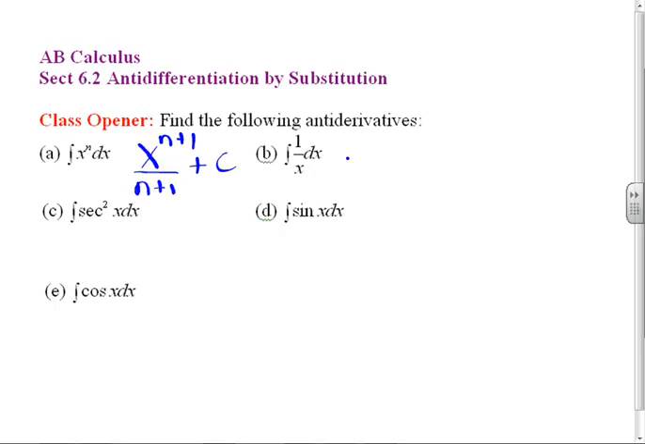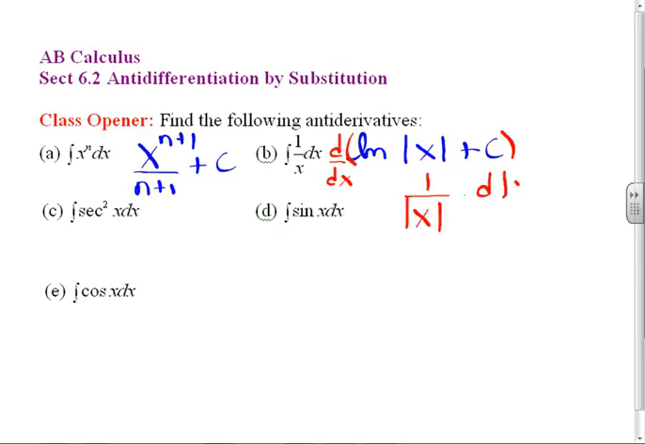Now this is the log of what? x. Now the thing is, it's really the log of the absolute value of x. Because if this is an antiderivative, I should be able to take the derivative of this and get 1 over x. So let's look at that. What is the derivative of the log of the absolute value of x plus c? It's 1 over the function, which is the absolute value of x, times the derivative of the absolute value of x with respect to x.